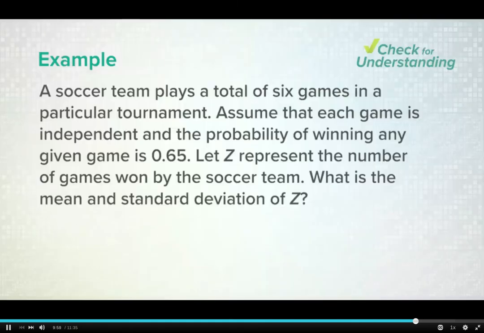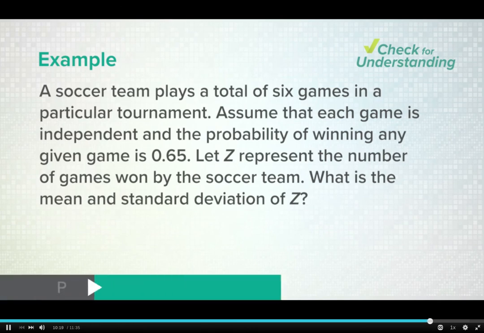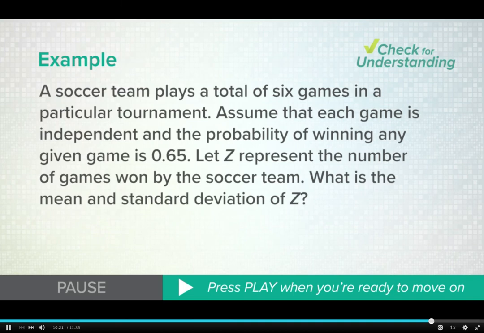Now let's test what you've learned so far with a check for understanding. We are using the same soccer team problem used in other lessons, but this time asking a different question. Here it is again. A soccer team plays a total of 6 games in a particular tournament. Assume that each game is independent and the probability of winning any game is 0.65. Let Z represent the number of games won by the soccer team. What is the mean and standard deviation of Z? Pause the video to work on this. Click play when you're ready to move on.